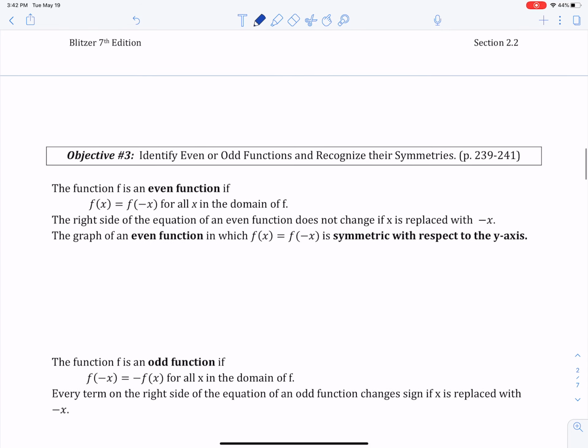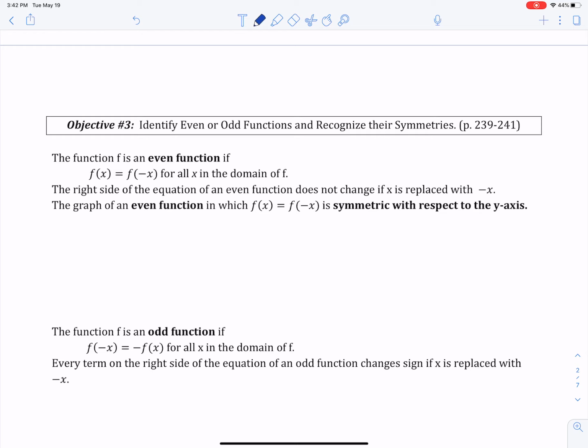We'll continue with the next objective, which is to identify even or odd functions and recognize their symmetry. Now, a function is an even function if we plug in a negative x every time we see x in the function, for all x in the domain of f, and we receive exactly the same thing. So, for example, f of x equals x squared.